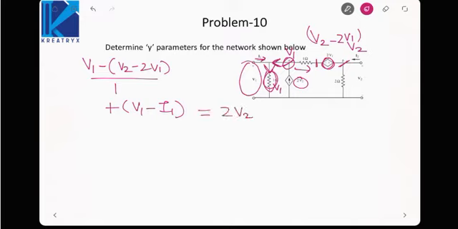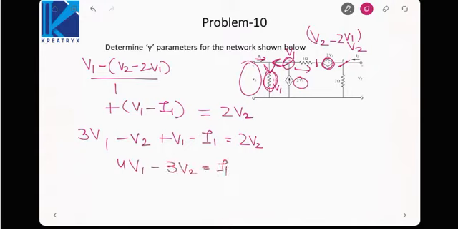which should be equal to the incoming current, that is 2V2. So now if we see, it is equal to 3V1 minus V2 plus V1 minus I1 equal to 2V2. So 4V1 minus 3V2 equal to I1. So that is my first equation. So I have got the equation for I1, that is I have got Y11 and Y12.